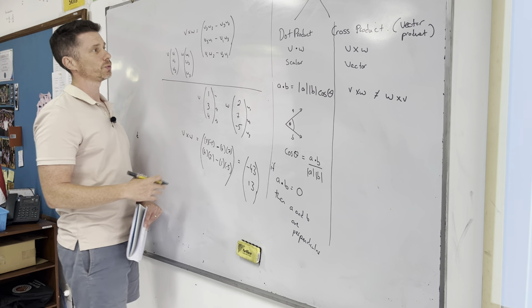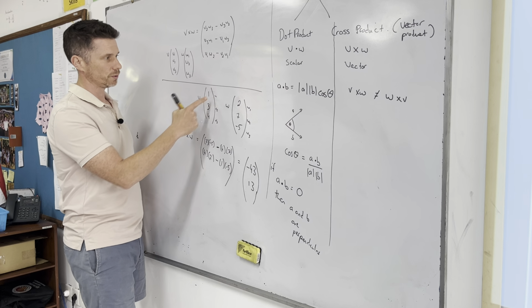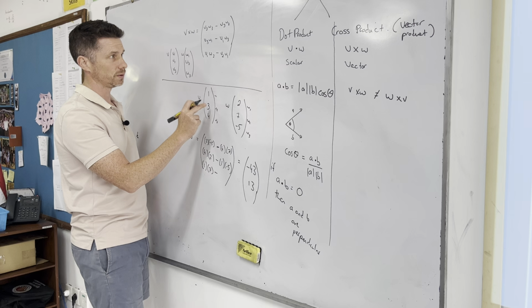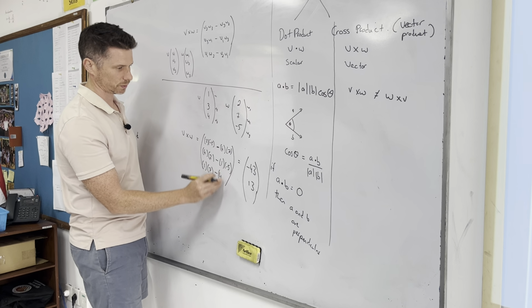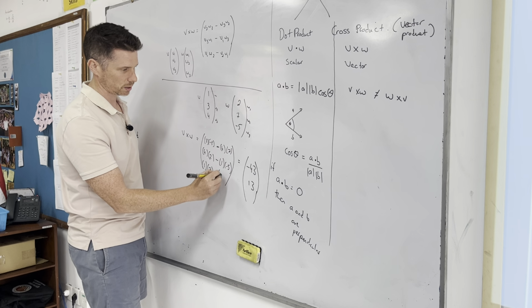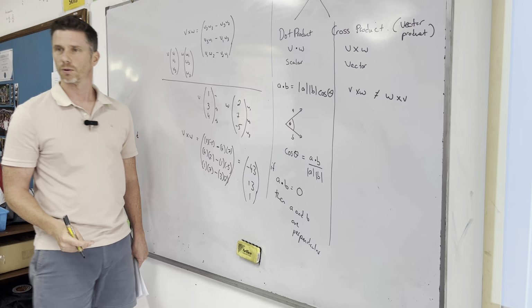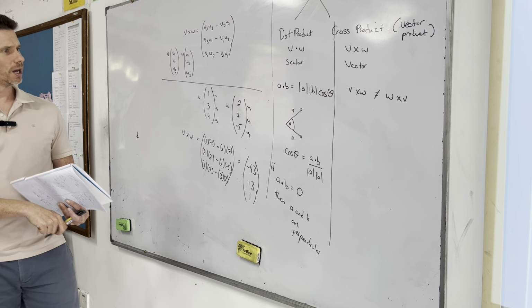And then I do the last one, which is V1 W2 minus V2 W1. So V1 is 1 times 7 minus V2 W1. Oops, that's a 3. Yeah, it's going to be 1, isn't it? 7 take away 6, which is 1. Okay, so we've created a vector.